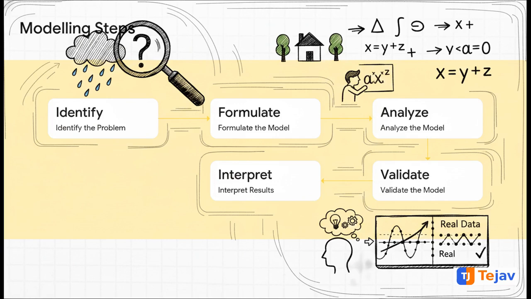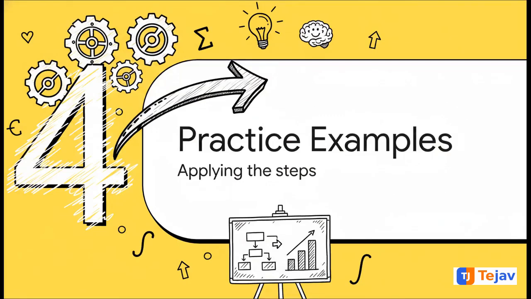Step 4, validate the model. Basically, compare your math to actual real-world data. Does it hold up? And finally, Step 5, interpret the results. Draw your conclusions and make smart decisions based on what the math is telling you. Let's put that theory into action with Section 4, Practice Examples.